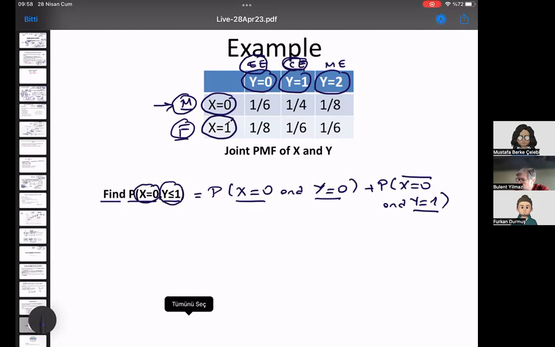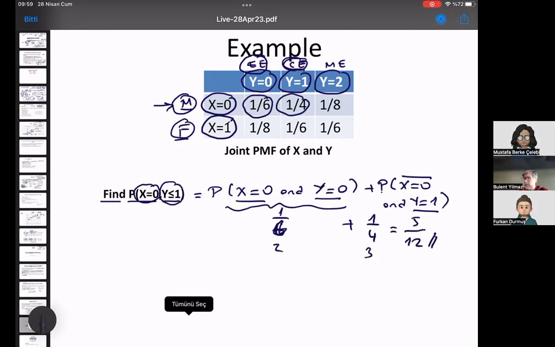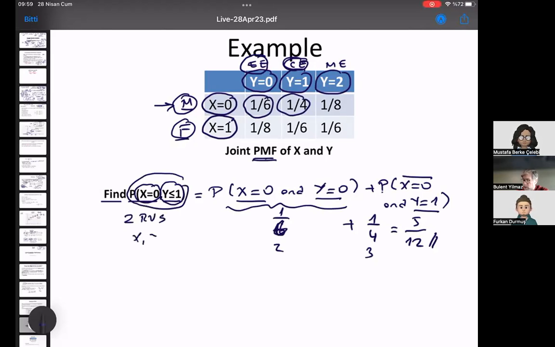What is the probability? So it is easy. I will come X is equal to 0, Y is equal to 0. This number, it is 1 over 16. 1 over 6, sorry. So this is 1 over 6. Plus this one, probability X equals 0 and Y equals 1. This one, 1 over 4. And it will be totally 2, 3, 5 over 12. Okay? So if I want to find out a joint PMF, this is a joint PMF because it includes two random variables. One of them is X and the other one is Y.